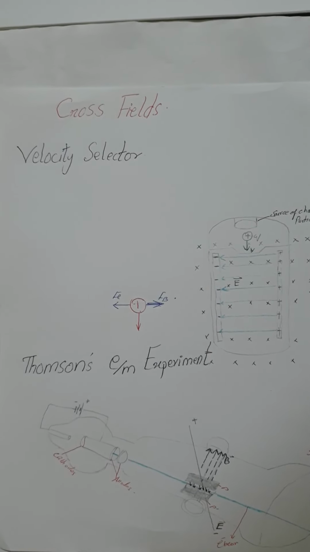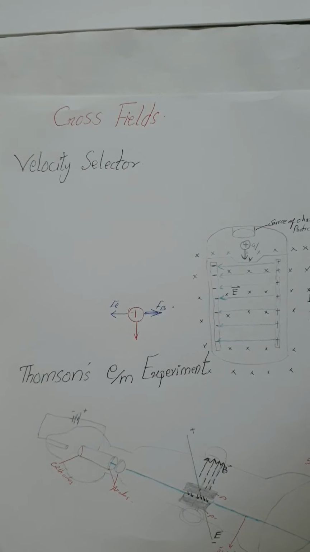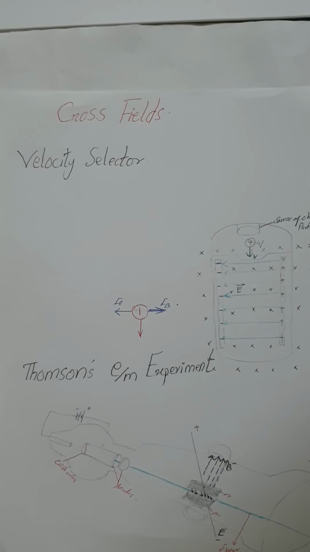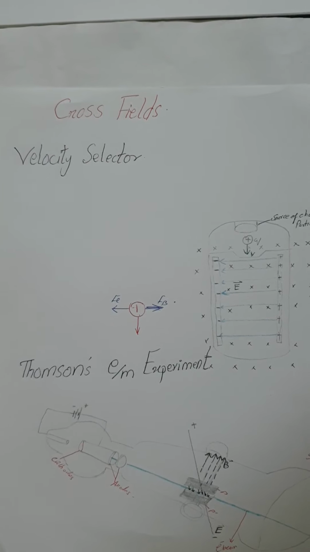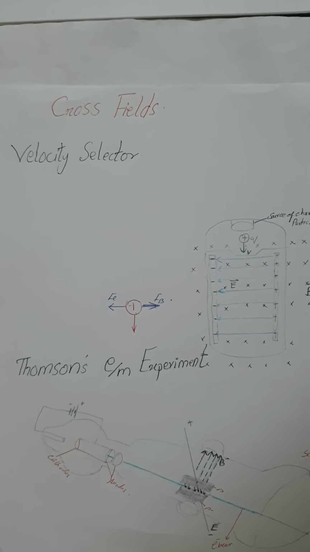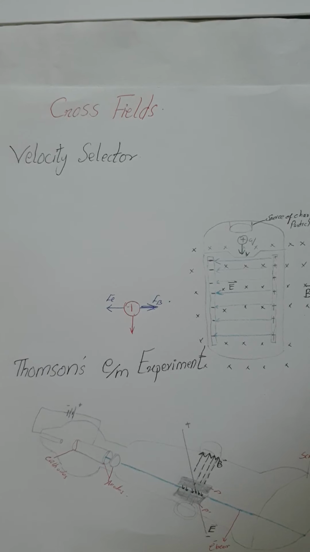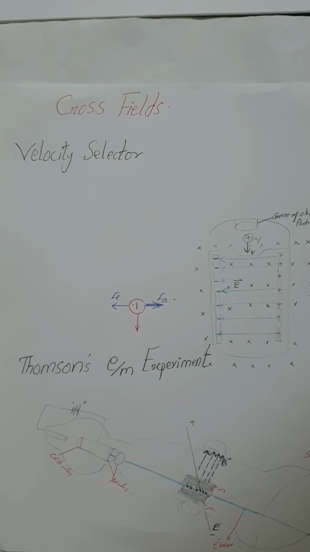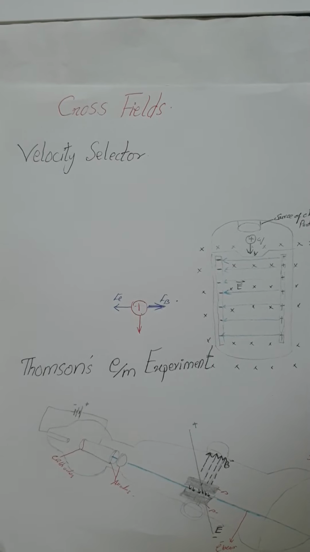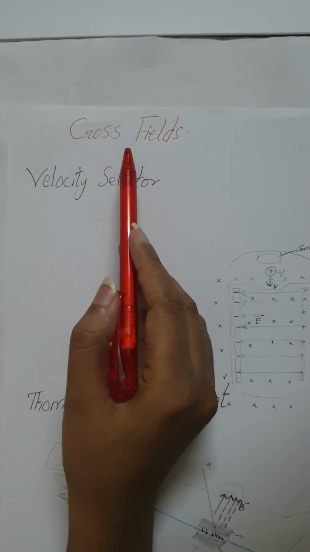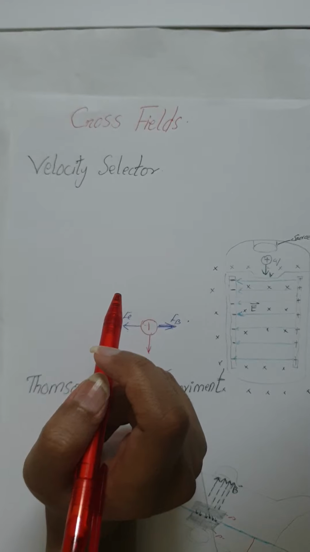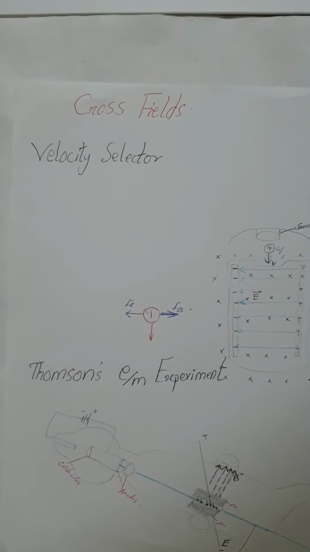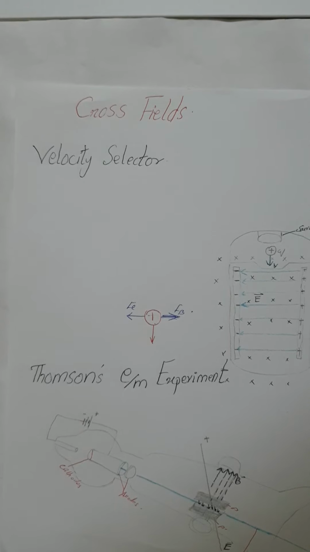If a charged particle moves through a region which has both an electric and a magnetic field, it can be affected by both an electric force and a magnetic force. If these fields, electric field and magnetic field, are perpendicular to each other, we say these are cross fields. If the forces are in opposite directions, a particular speed will result in no deflection of the particles.